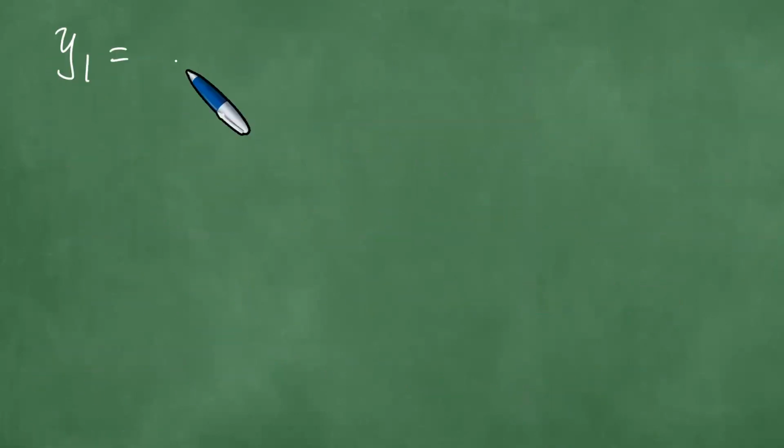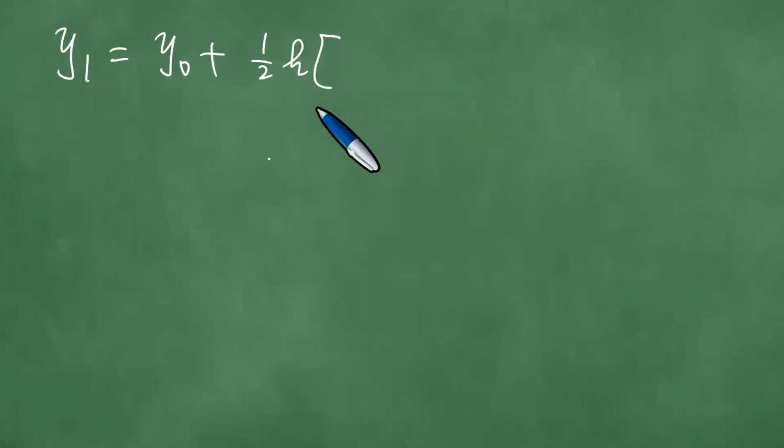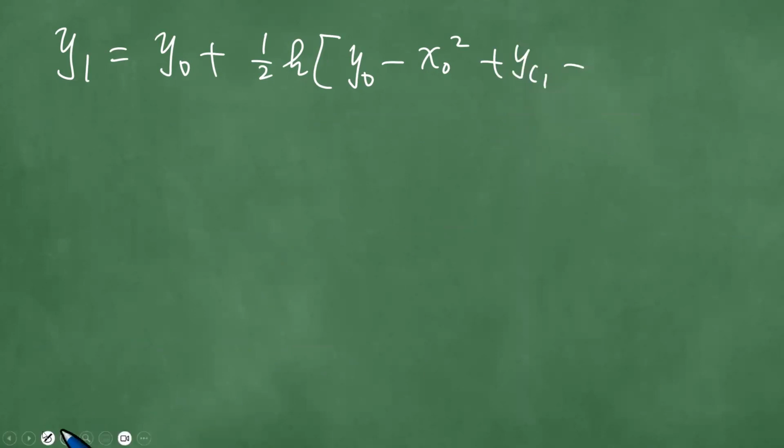So you have y0 and 1/2 h. You have y0 and then minus x0. Okay, I'm just writing this out so that we can substitute the rest of the things. Plus y_{c1} minus x0 plus h. Right, you have this. So now we continue.